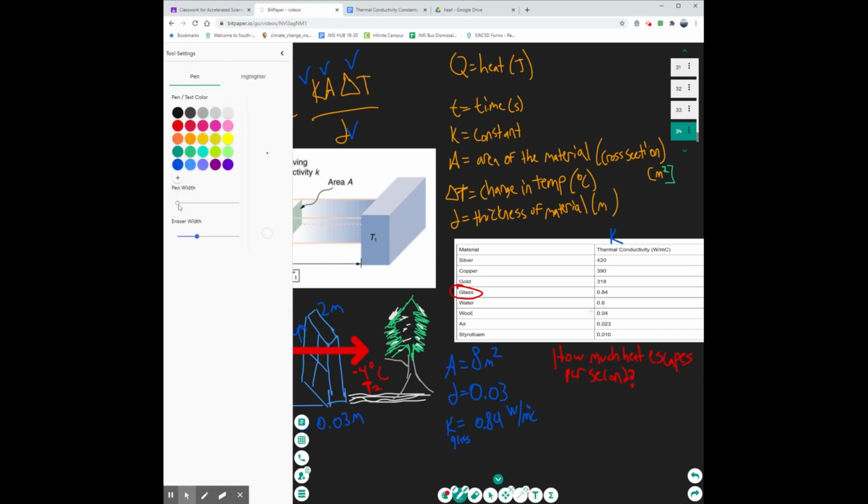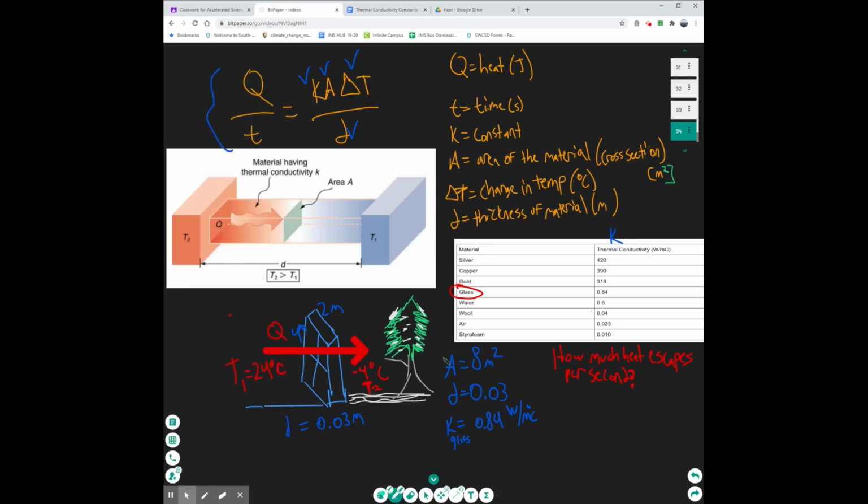So let's make the pen width a little smaller. And let's get to plug-in, shall we? So let's use this weird color here. We know that Q over t is what we're solving for. Q over t equals K, which we know is 0.84. I'm going to include units because I can't not do it. It's just a thing. Sorry. Times A, which is 8 meters squared, times change in T. In this case, your change in T is actually 24 minus -4, which is 28.